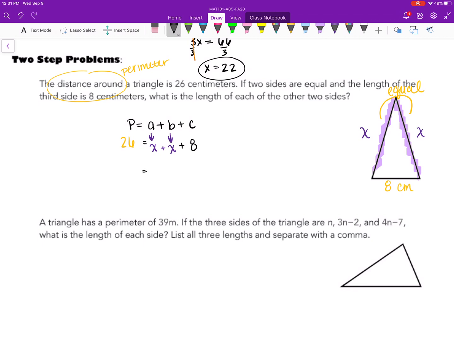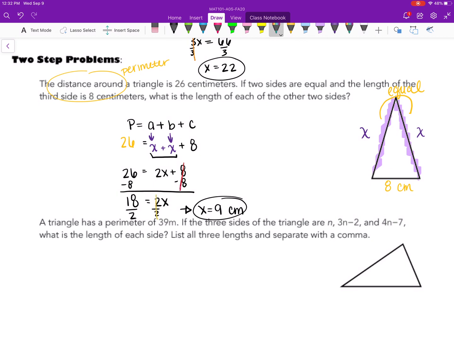So I'm going to combine like terms. x plus x is going to give me 2x plus 8 and then equals 26. I'm going to subtract 8 from both sides and get 18 equals 2x. Those will cancel. Divide by 2, and get x equals 9 centimeters. So the length of the other two sides are both 9. So x is 9 and 9.